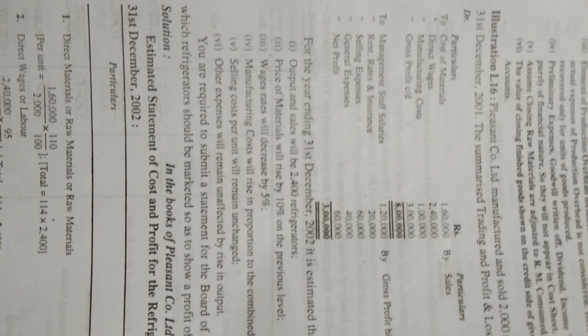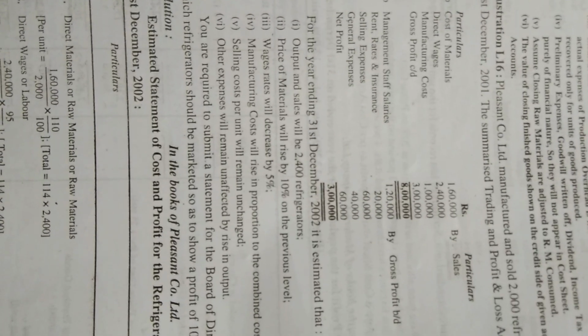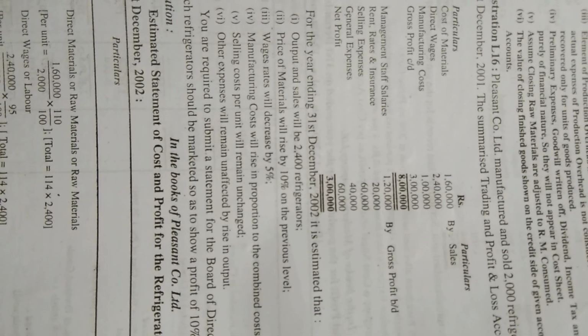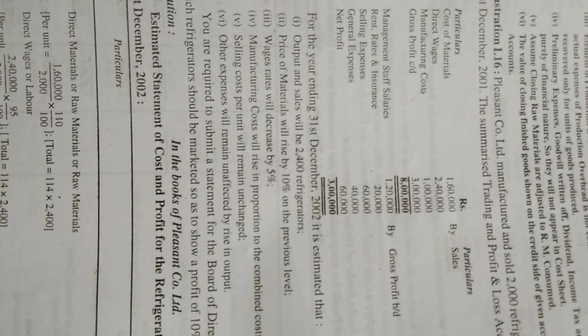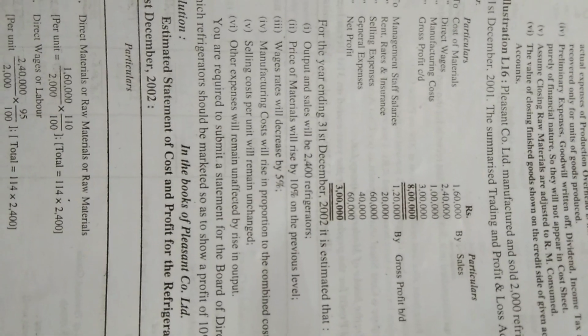Suppose the cost of 1900 units is given, or 2000 units are given, and you are asked to calculate the cost of production, the total cost for 5000 units. This is known as an estimated cost sheet.